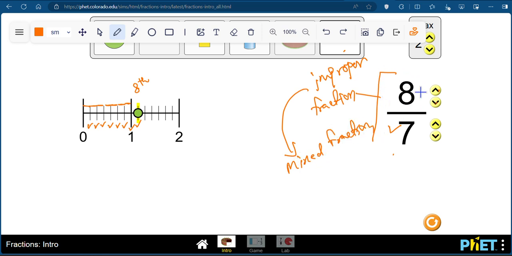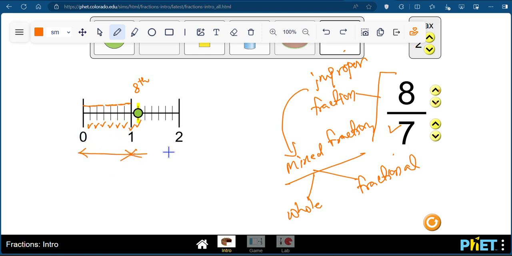Let's see what is 8 over 7 mean in mixed fraction. Mixed fraction, as we know from the previous video, has two parts, whole part and fractional part. Whole, 8 over 7. How many whole parts do we see on the screen? Well, I see two whole parts. Correct? This is one part. This is my second part.